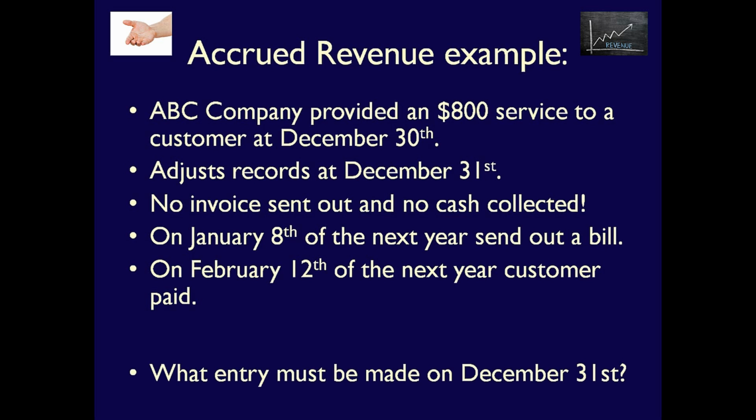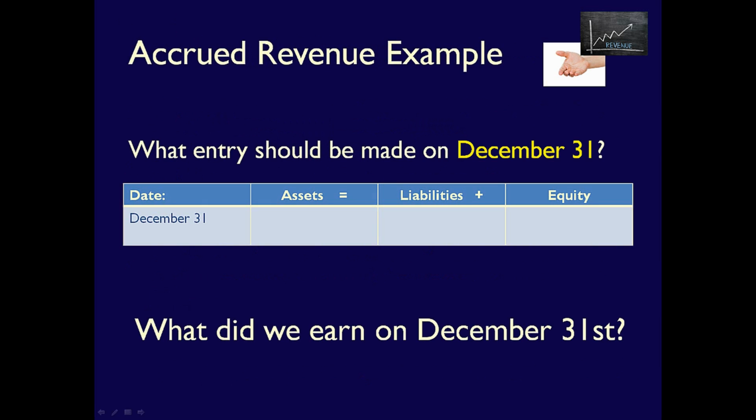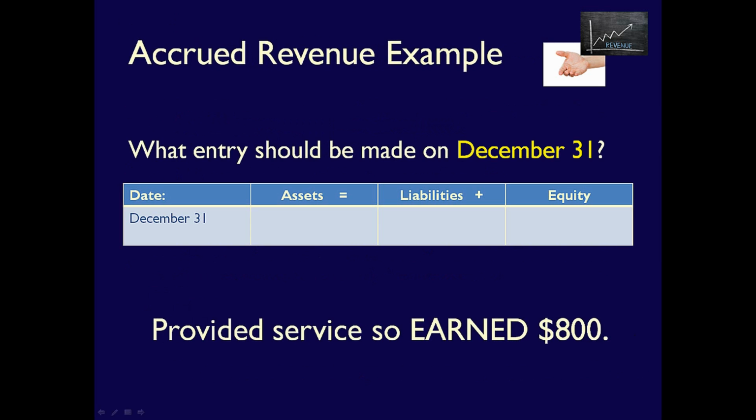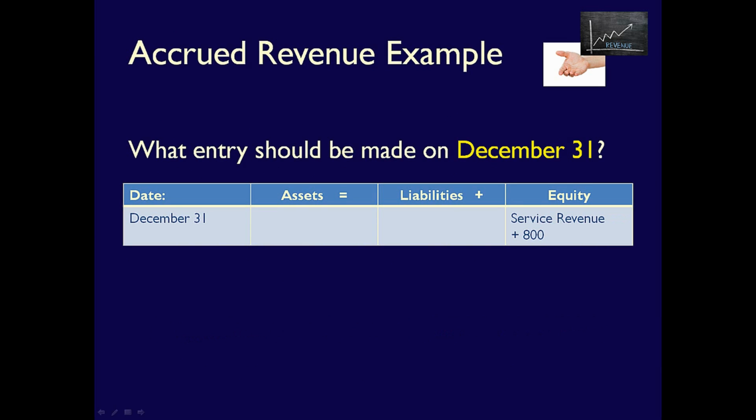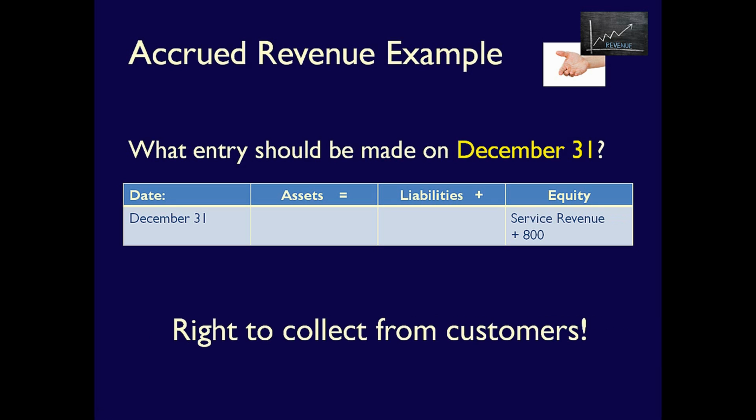What entry, if any, must be recorded on December 31st? What did we earn on December 31st? We earned revenue because we provided a service to a customer on December 30th. When we substantially complete what we have to do for our customer or client, we have the right to recognize and record revenue. Our revenue is $800. What else can we record? The customer has not paid us yet, so do we have a legal right to collect cash from our customer in the future? Yes, we do, and that means we can record an accounts receivable as an asset because it has future benefit for the company. Accounts receivable will be increased by $800.